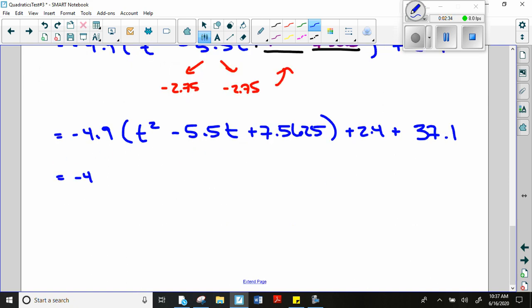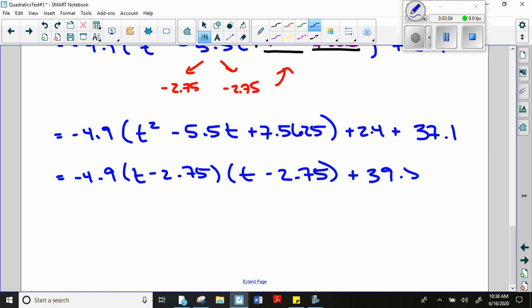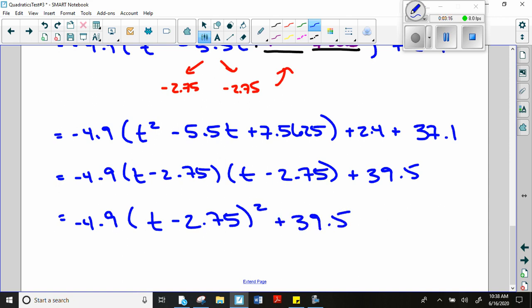So now I know that my two brackets were those. You could skip this step and go right to the answer, but I want you to see where I'm getting it from. I always have the students write out those two values, because when they get to this step where they're creating their vertex form, they actually remember what the numbers were. 37.1 plus 2.4 is 39.5. So, negative 4.9 times (t minus 2.75) squared plus 39.5.